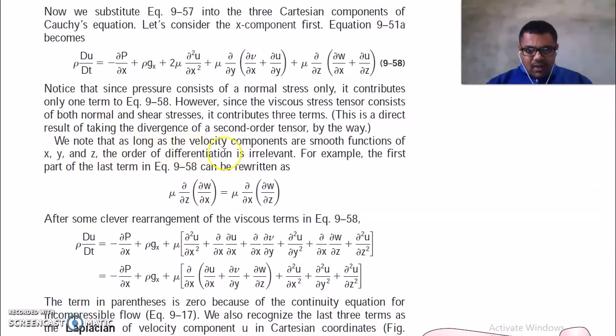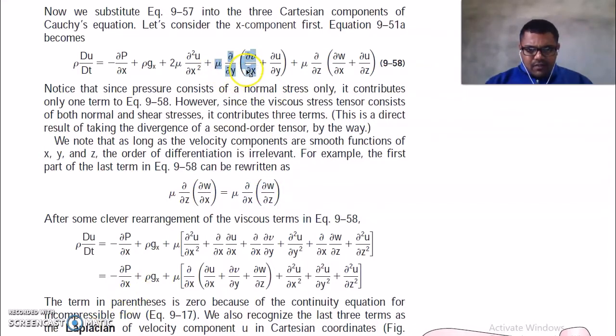We note that as long as the velocity components are smooth functions of x, y, z, the order of differentiation is irrelevant. For example, the first part of the last term, take this term, you can rewrite in this form, that is mu del by del z of del w by del x. You can interchange, take del x out and del z inside. You can interchange this first part with this term, and the same you can do on this term here.